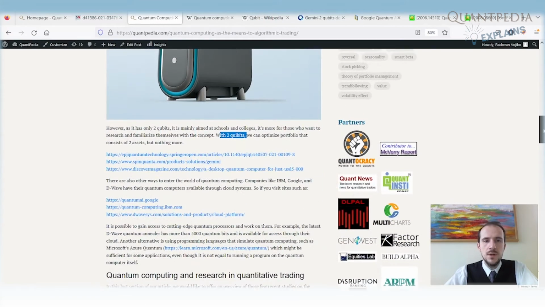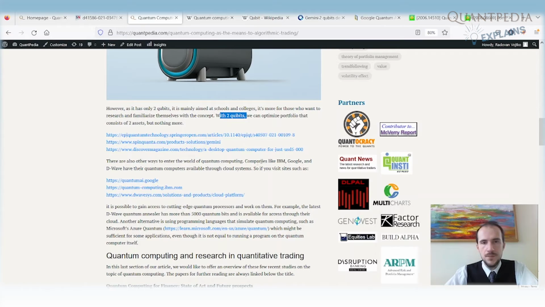But there are other ways you can enter the world of quantum computing. Some companies like IBM, Google, and D-Wave have their quantum computers available through the cloud.